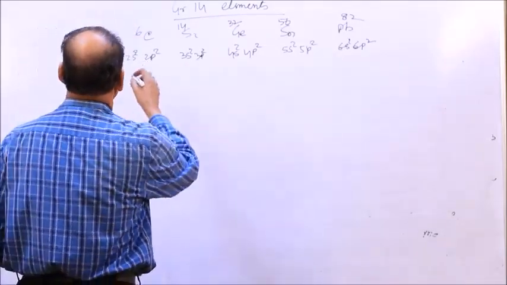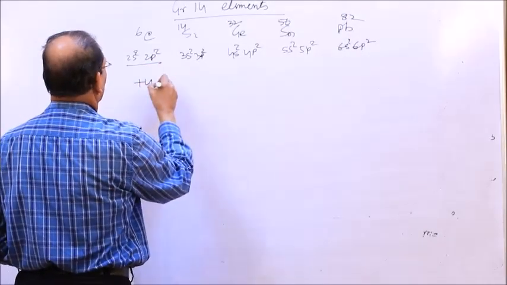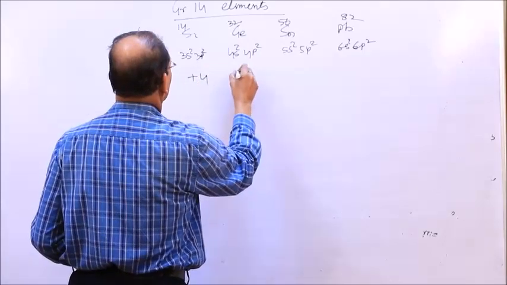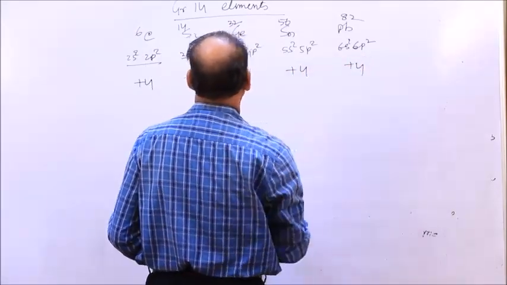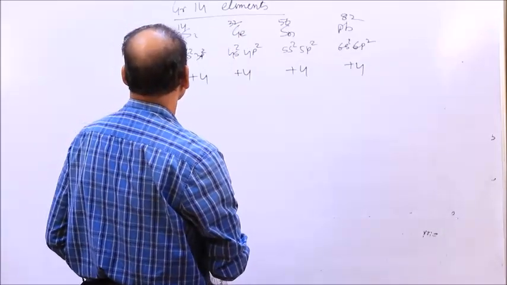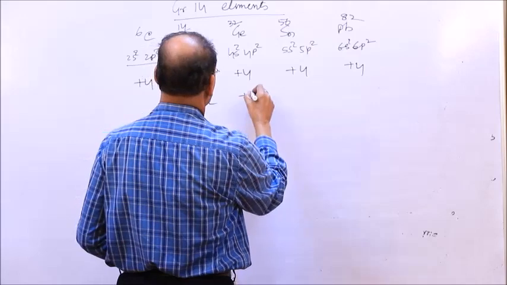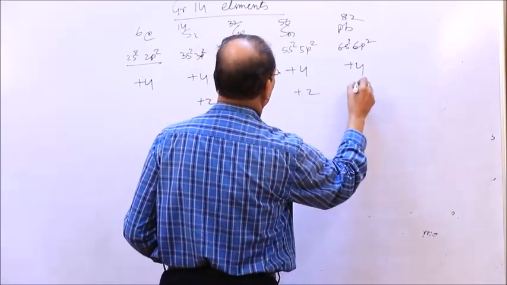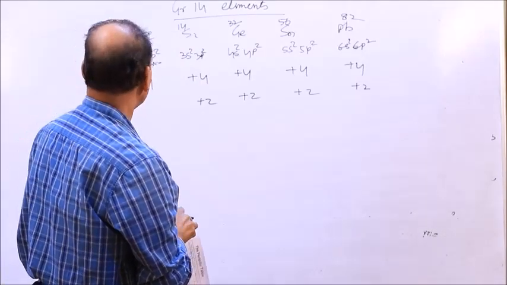So carbon has the +4 oxidation state. All are having the +4 oxidation state. But beyond carbon, we also have the +2 oxidation state along with the +3 oxidation state.